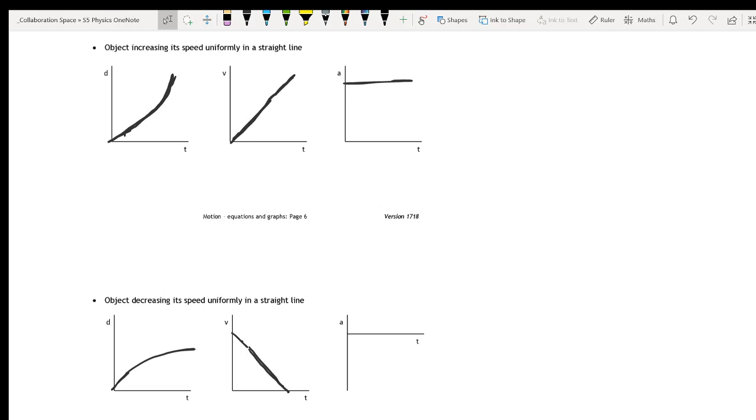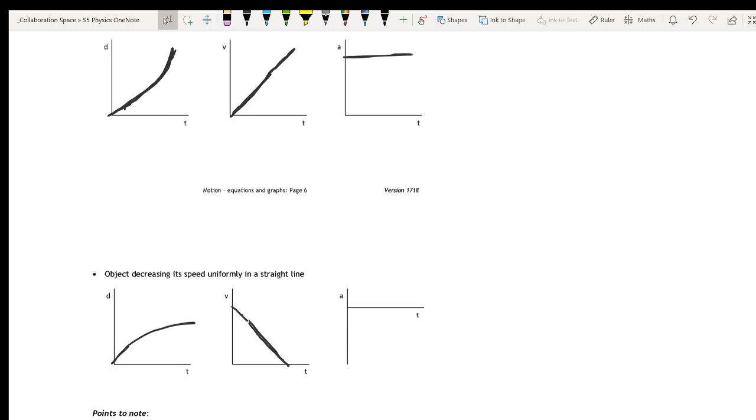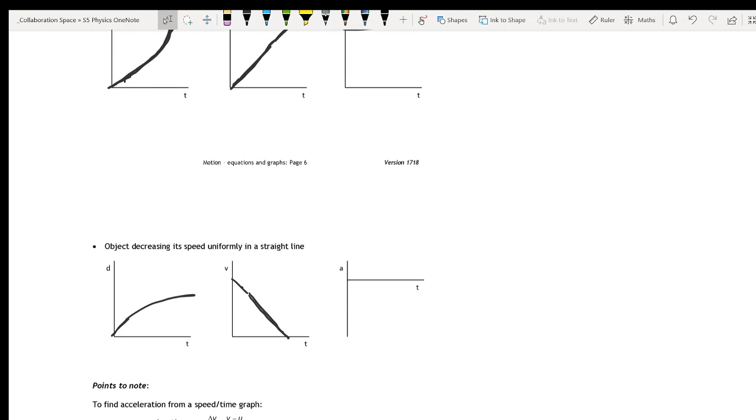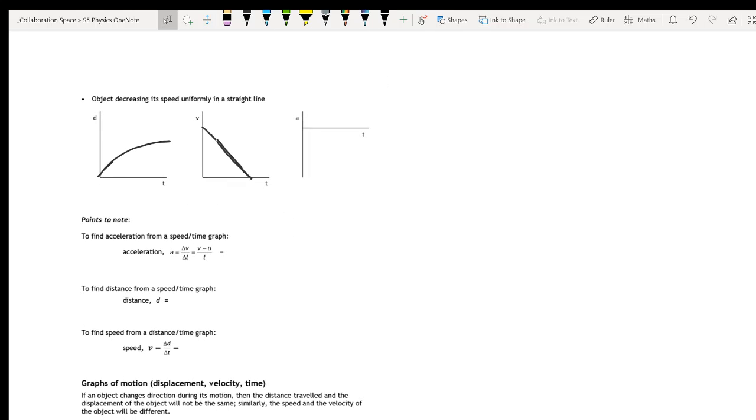It's kind of the opposite way around for decreasing speed uniformly. It starts off steeper and the gradient decreases. I'll put that back up in a second, don't worry. It starts off at a high speed and decreases steadily, so it's a straight line. The acceleration, because it's decreasing in speed, would be below 0. The reason the axis is written like this is because this is the negative part of the graph. So you'd have a horizontal line below 0, because it's going to be negative acceleration.